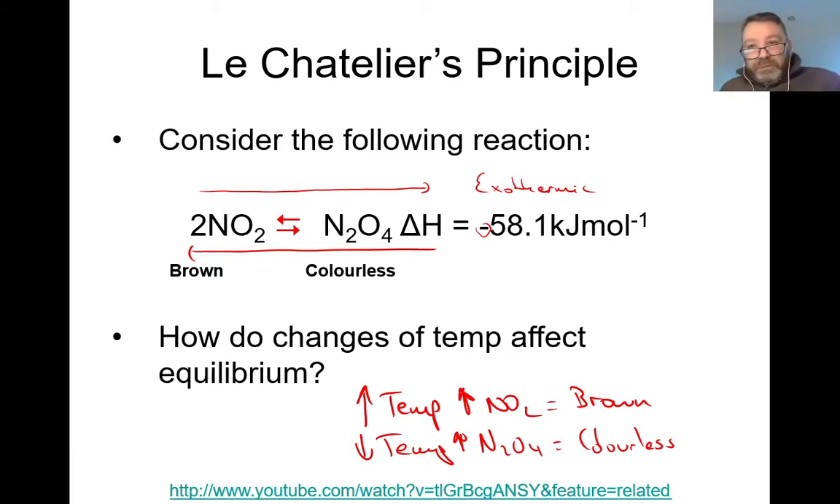And then once I place a stress on the system, it will immediately always fight back, and it will alter the position of equilibrium by doing the opposite to what I do in terms of adding a stress. So if I increase the temperature, the system will try to bring the temperature down. If I decrease the temperature, the system will try to bring it up. Okay, so keep that in mind. That's Le Chatelier's principle in action.